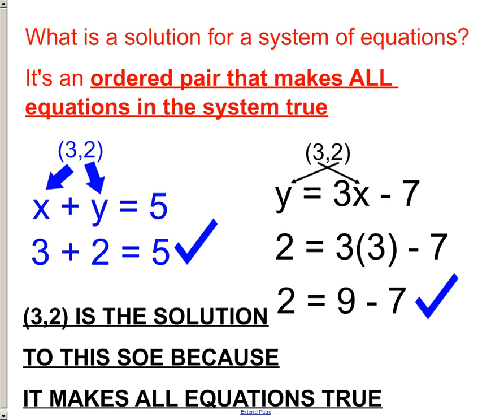And that's what you've got to remember. SOEs are more than one equation, and when we look at the solution, which is always an ordered pair, an x and a y, you have to be able to plug that into all the equations and make sure that it makes all the equations true.